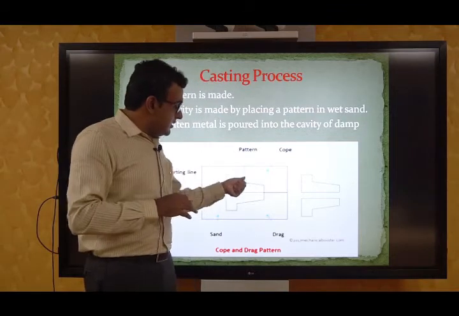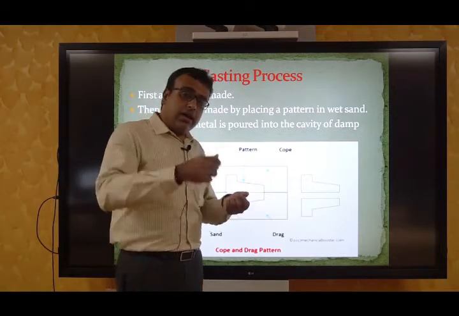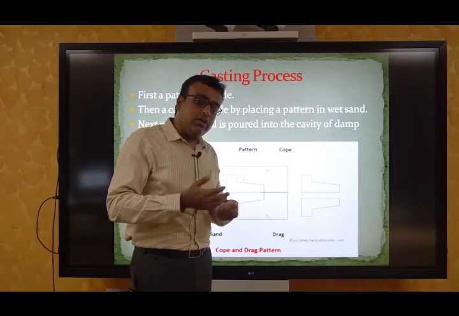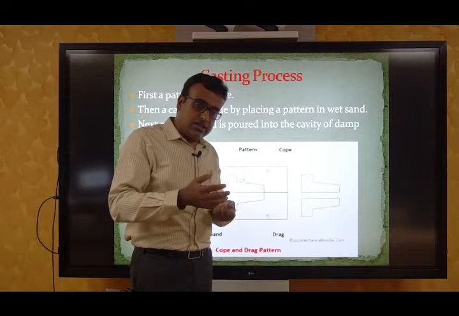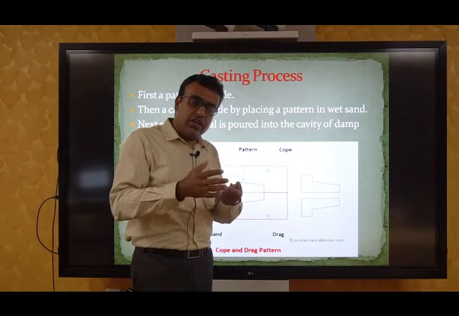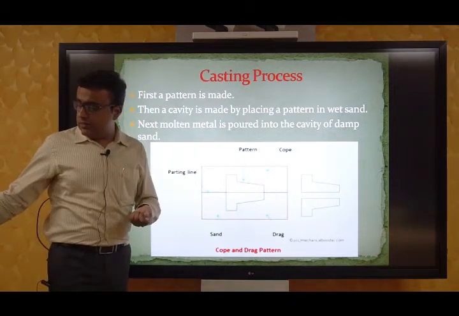So once the pattern is giving the shape to the sand, we remove the pattern and we pour the molten material and we allow it to get solidified. Once it is solidified, we take it out, we finish it, and the product is ready. That's what the process is.